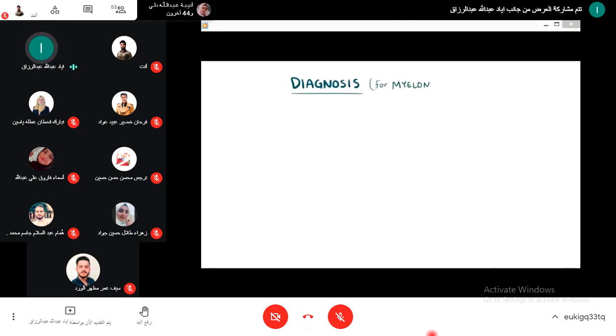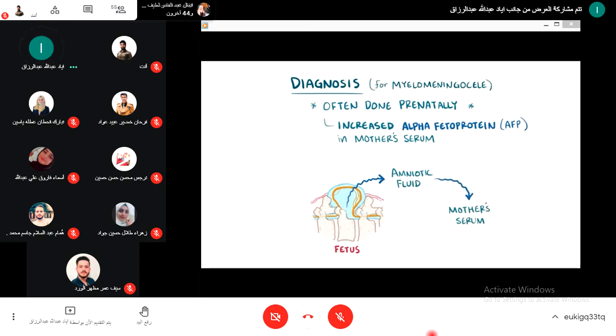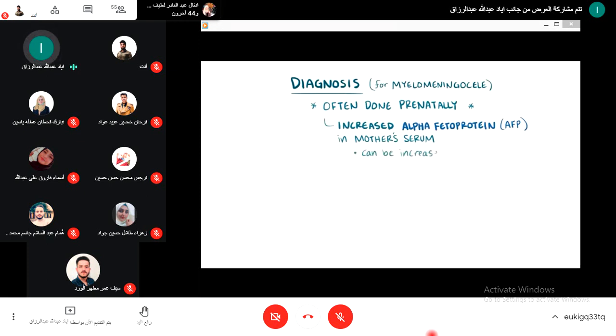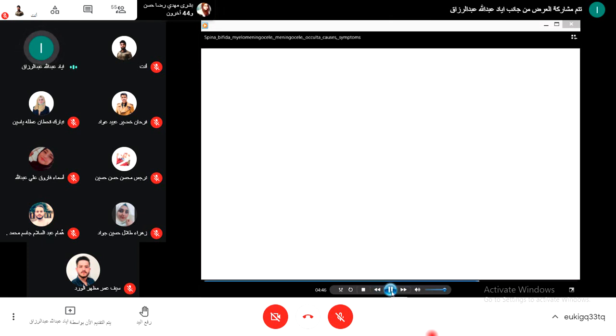Diagnosis for the most severe form of spina bifida is often done prenatally by looking for an increased level of alpha-fetoprotein, or AFP, in the mother's serum, which can happen when the skin surrounding the fetus's spine is missing and AFP leaks into the amniotic fluid and into the mother's bloodstream. AFP, though, can be elevated in other conditions as well. So in order to get a more exact diagnosis, additional blood tests for human chorionic gonadotropin, or HCG, and inhibin are done.